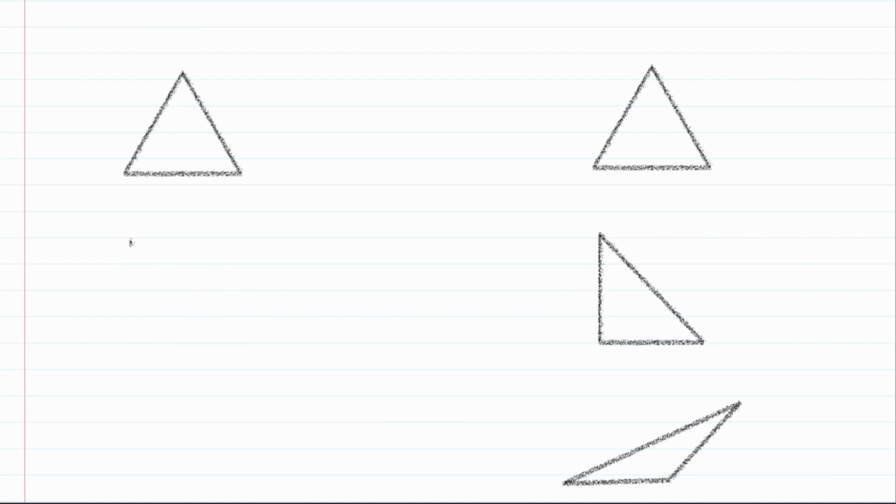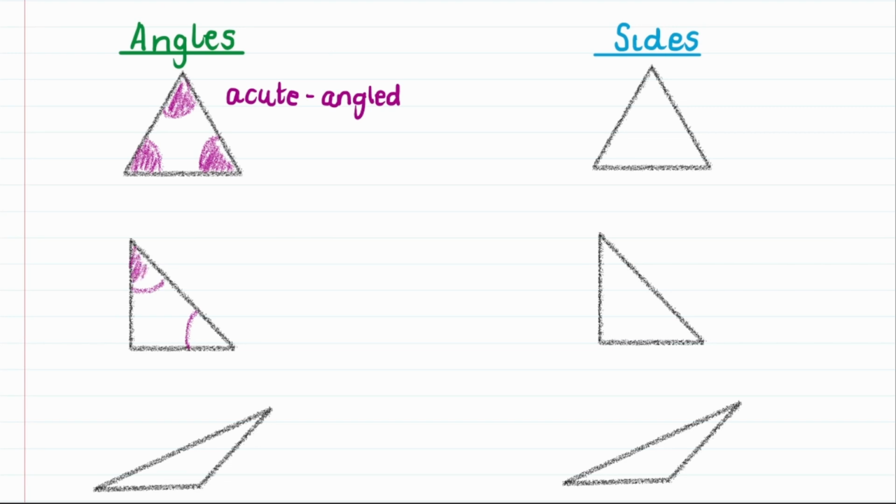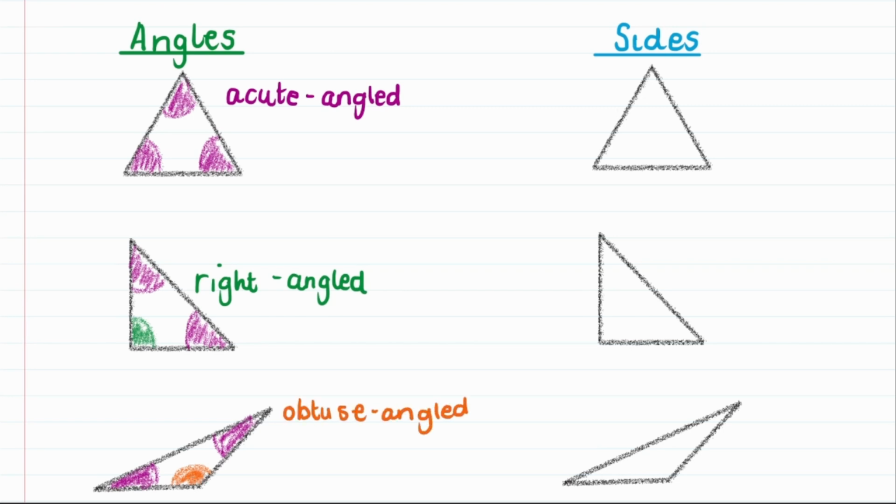Let's now look at some triangles and learn how to classify them according to their angles and their sides. Let's begin by classifying them according to their angles. The first triangle has all three angles acute. This means we call it an acute angled triangle. The second one also has acute angles, but one of its angles is at 90 degrees. This means that it is a right-angled triangle. The last triangle has two acute angles, but because one of the angles is obtuse, we call this whole thing an obtuse angled triangle.